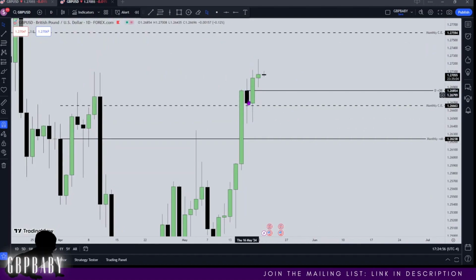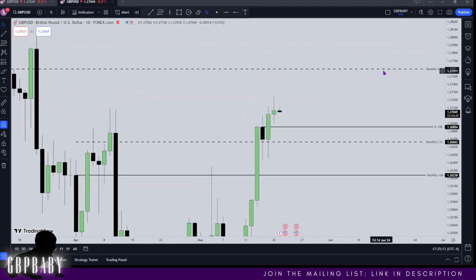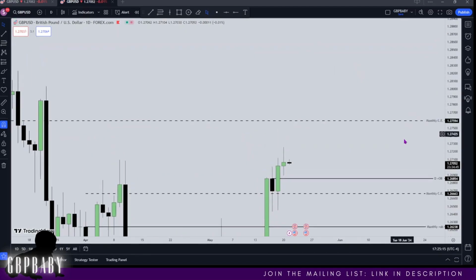Again, I marked out that daily bullish order block. If we're expecting higher dollar, what does that mean? We want to see some lower GBP. So it'll be nice to see if GBP can start to work its way towards this bullish order block, and it'll be interesting to see whether this bullish order block can hold itself to then send price higher and act as a propulsion block to then run to our higher targets, such as this monthly consequent encroachment.